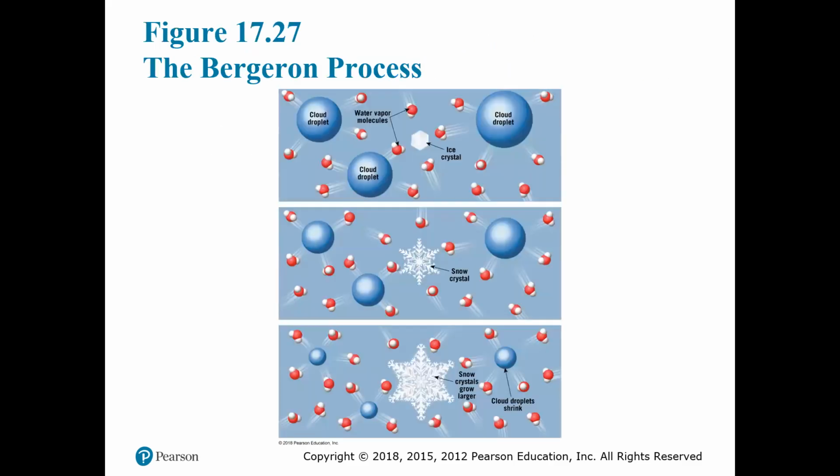Okay, and this figure is from page 538 in your book. The Bergeron process is what's going to generate a lot of the precipitation that occurs in the middle and high latitudes. This happens within cold clouds. So this is our Bergeron process occurring in cold clouds. Let's take a look at what happens.